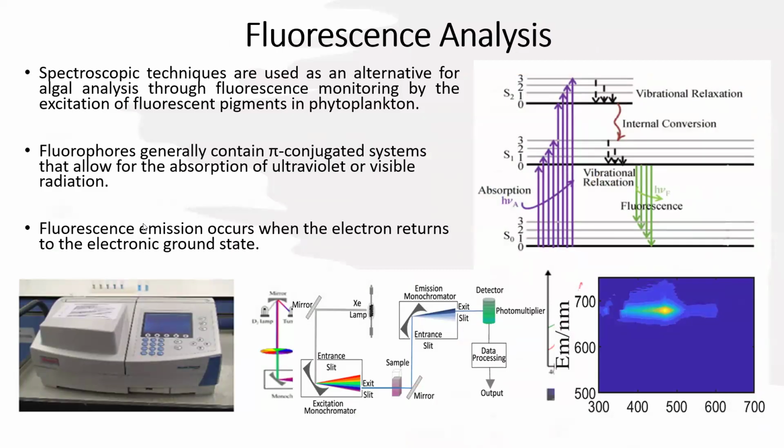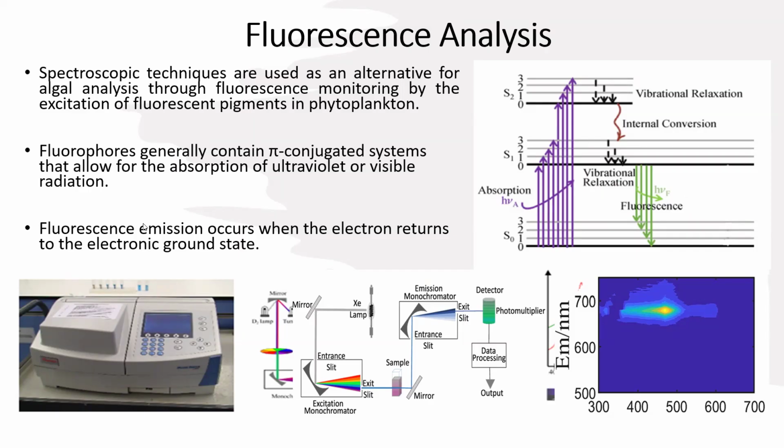Fluorescence is a technique commonly used in water science because it offers fast and sensitive optical detection for the monitoring of various compounds in real time, providing a non-invasive approach. Spectroscopic techniques are used as an alternative for algal analysis through fluorescence monitoring by the excitation of fluorescent pigments in phytoplankton. These atoms and molecules absorb light at a specific wavelength and emit light at a longer wavelength.